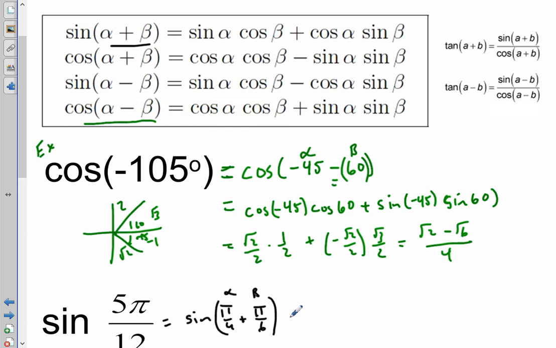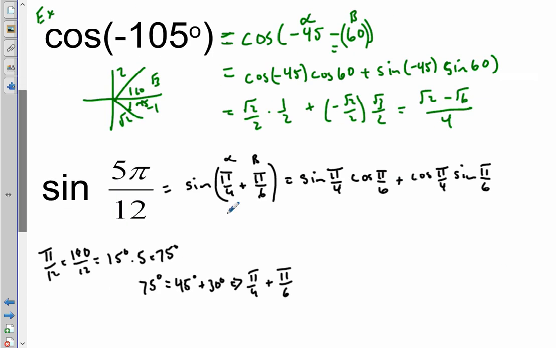Here's our beta. And so we're going to write sine of pi over 4, which is 45 degrees, times cosine of pi over 6, which is 30 degrees, plus cosine of pi over 4, which is 45 degrees, times sine of pi over 6, which is 30 degrees, and that will give us our final answer.